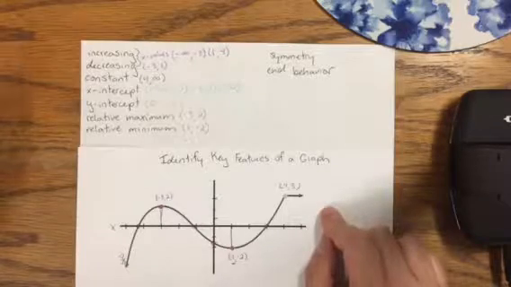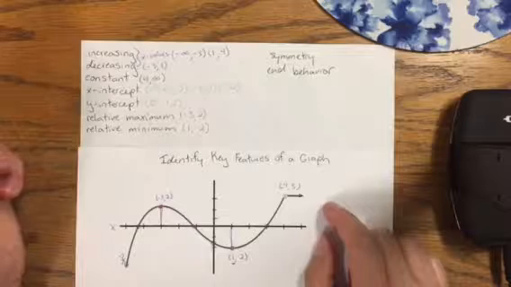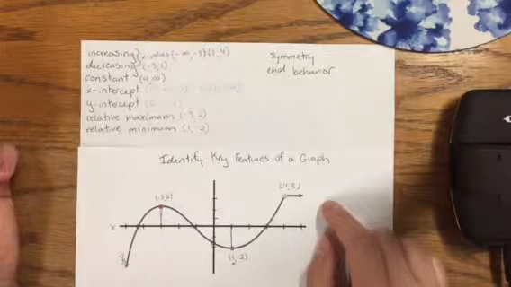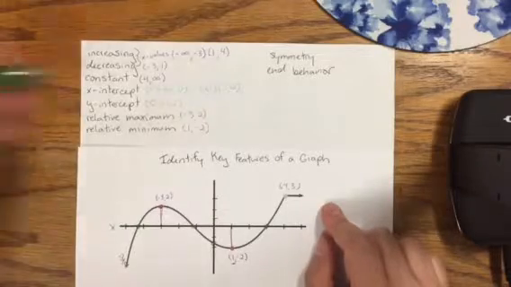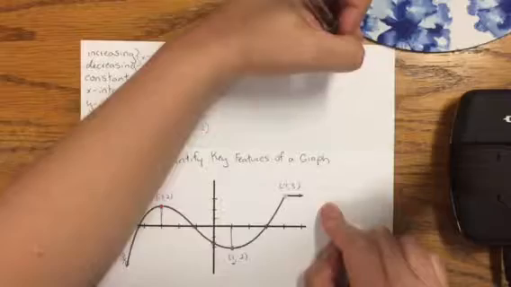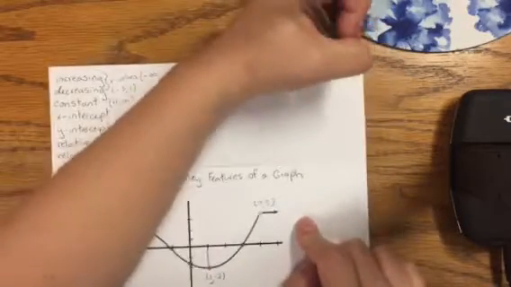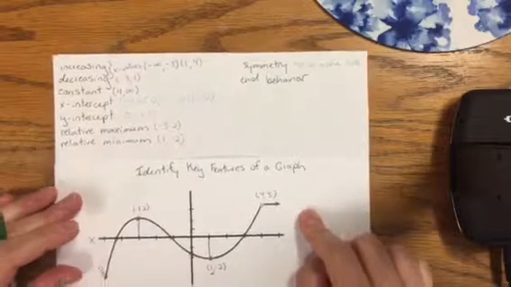All right, the next thing we want to think about is symmetry. Symmetry is the idea that you could fold the graph in half and have it be the same on both sides. That is definitely not happening here, so we can say that this graph has no symmetry, or none, or we could say NA. So any of those is an appropriate answer.